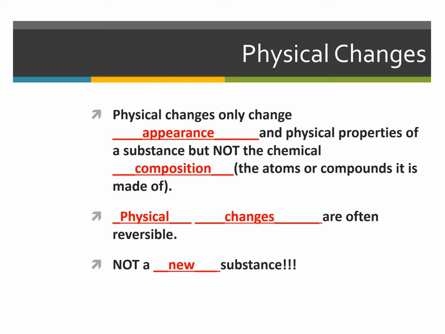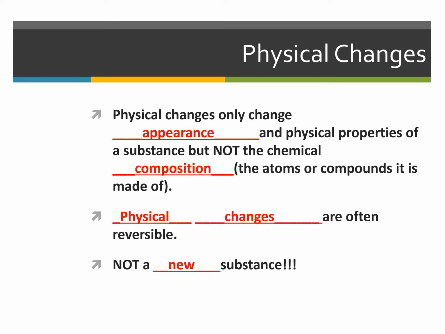Now we have physical changes. Physical changes only change the appearance and physical properties of a substance, but not the chemical composition. So the atoms or compounds it's made of is still the same. That means whatever I start with is still the same substance at the end.